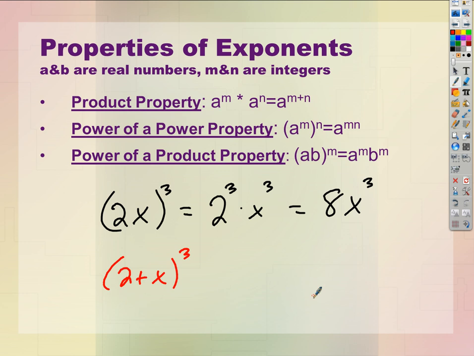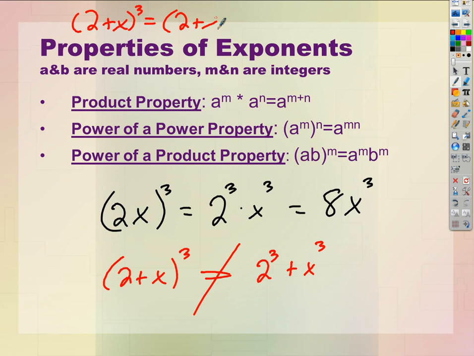So everybody see this one. Look real closely. This is not equal to 2 cubed plus x cubed. What it actually equals is pretty ugly. 2 plus x cubed equals 2 plus x times 2 plus x times, you get the idea, 2 plus x. Yikes. So I'd have to FOIL this whole thing out, get an answer, and then distribute this one, right?